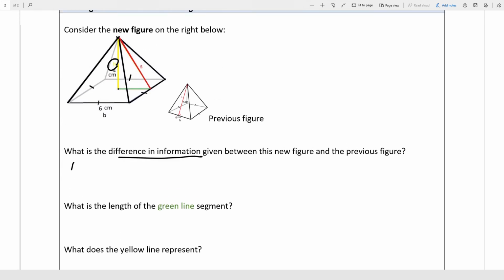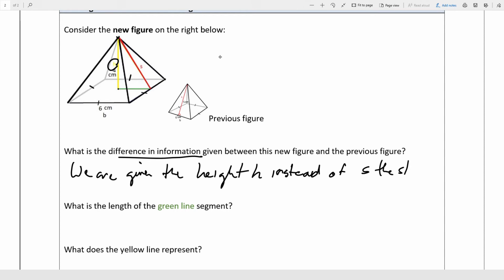Well, we are given the height h instead of s, the slant height, sorry. Okay, so as you can see, the height is always going to be shorter than the slant height, because if you look at any right triangle or try to create any right triangle, this hypotenuse here is always going to be longer than the other sides.